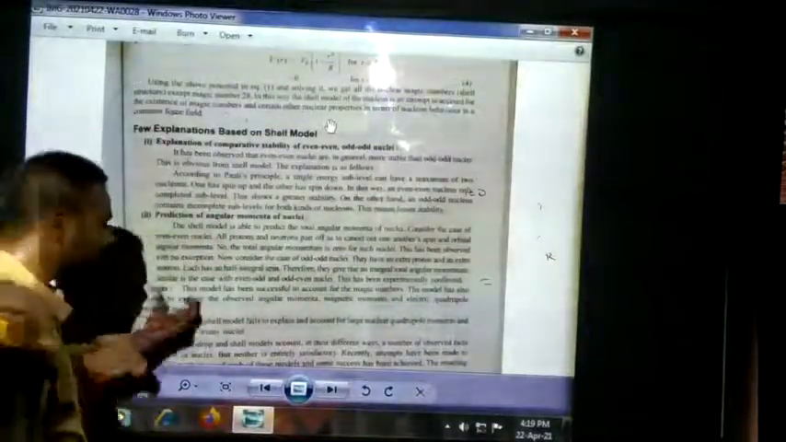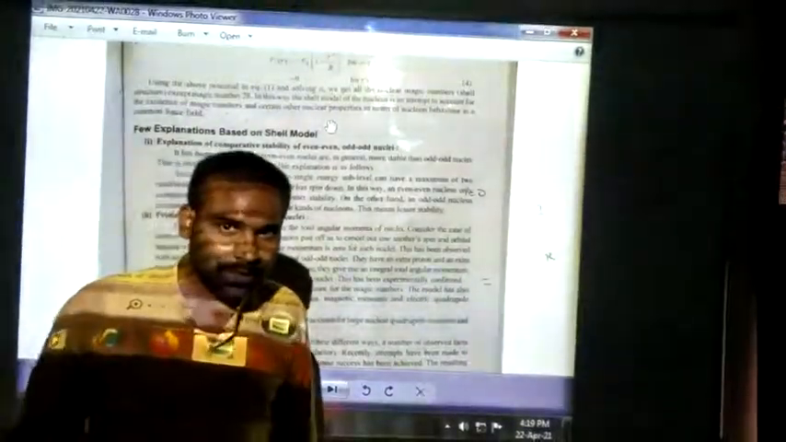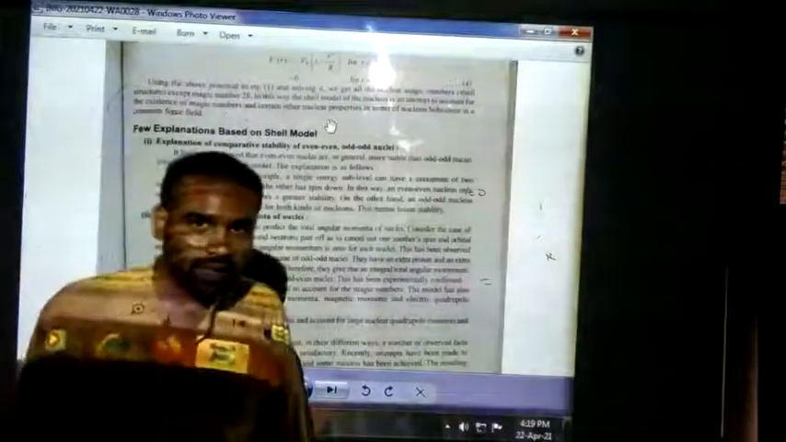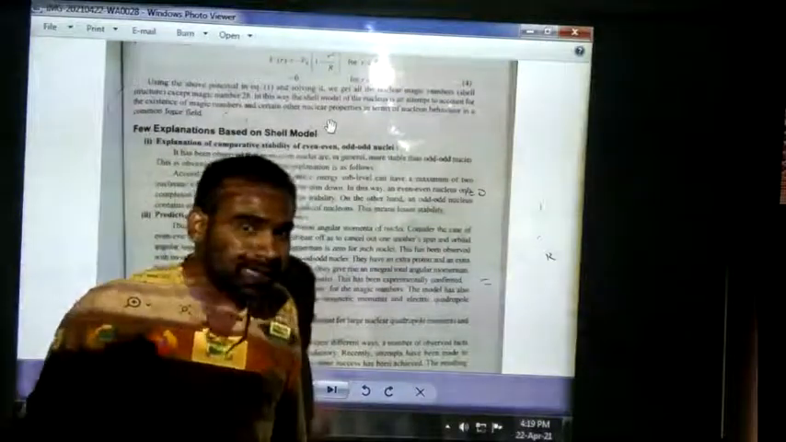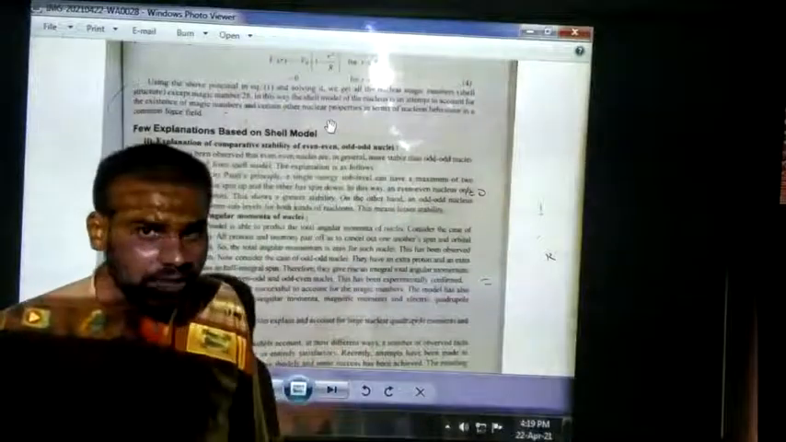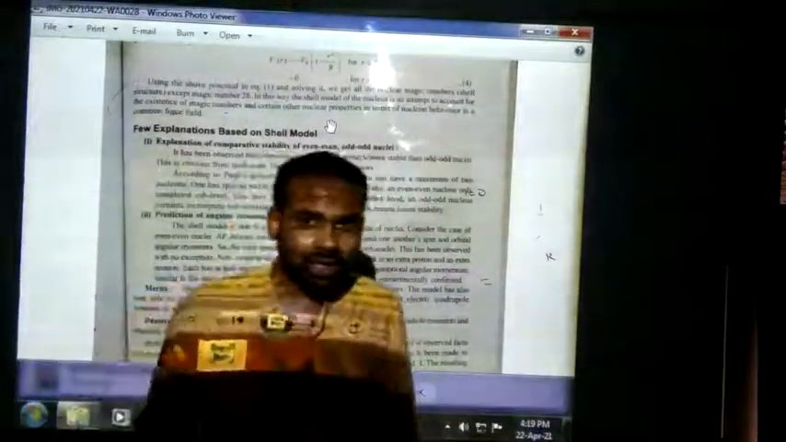What are the merits and demerits? This model successfully explains the magic numbers, and also some angular momenta, magnetic moments and electric quadrupole moments. But it fails to explain the electric quadrupole moment of large nuclei. So these are the merits and demerits of the shell model. So this is the shell model.